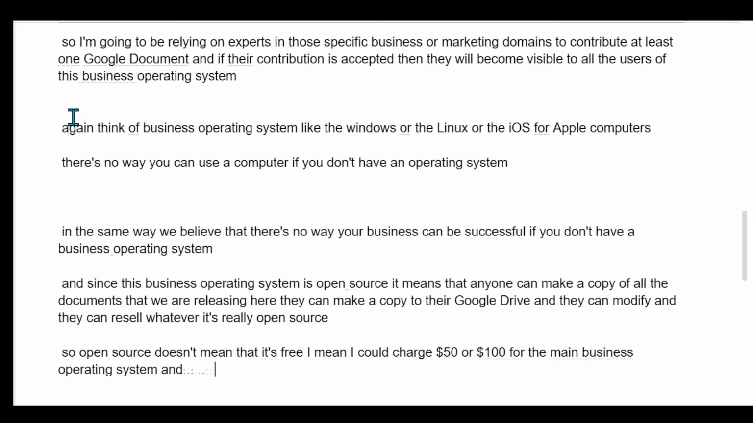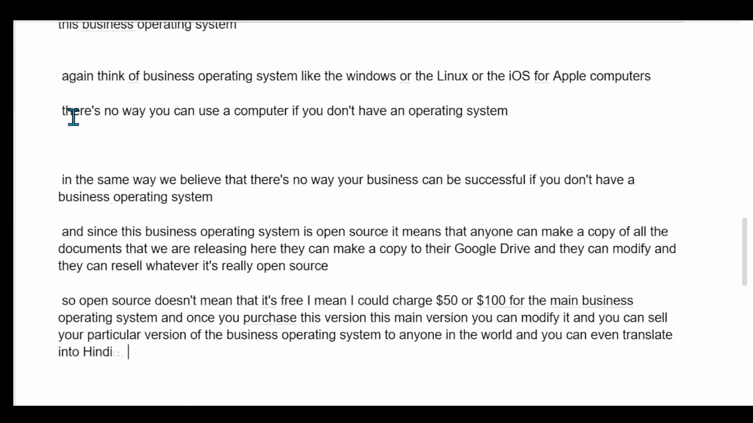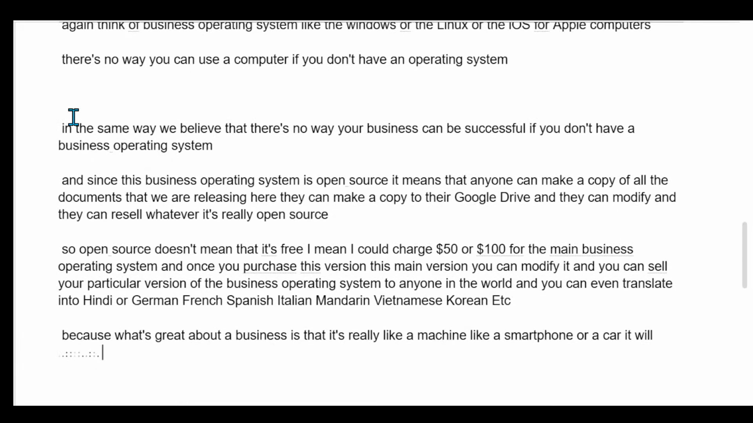And once you purchase this main version, you can modify it and you can sell your particular version of the business operating system to anyone in the world. And you can even translate it into Hindi or German, French, Spanish, Italian, Mandarin, Vietnamese, Korean, etc. Because what's great about a business is that it's really like a machine, like a smartphone or a car. It will operate in any country.